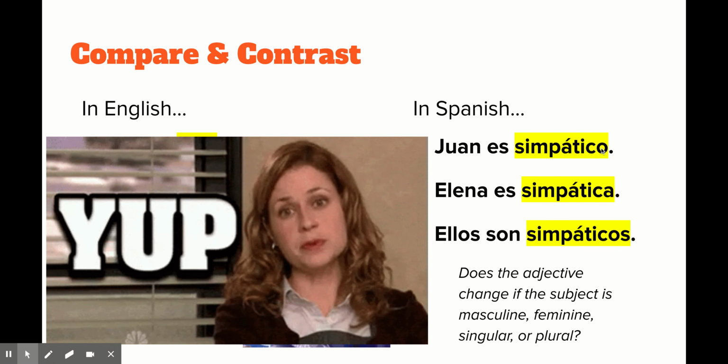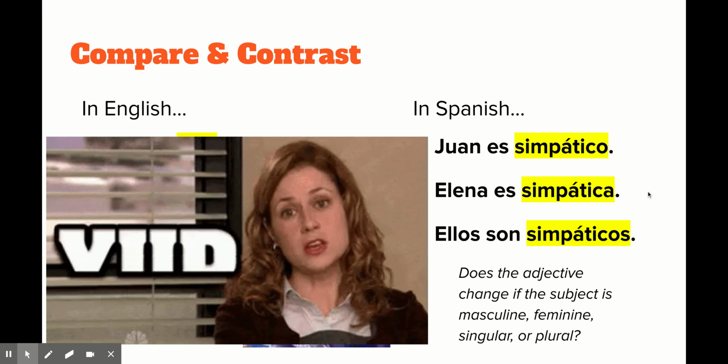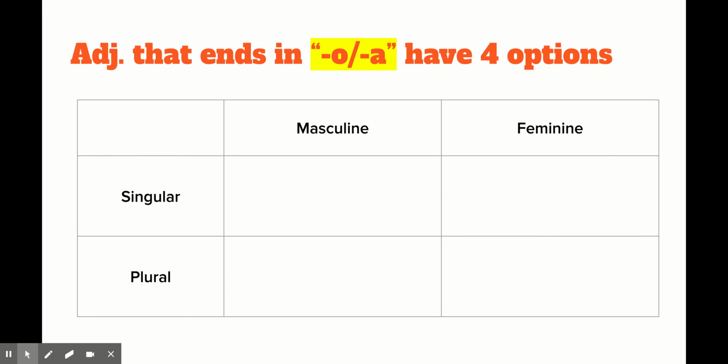Notice it ends with an O. Notice it ends with an A. Notice it ends with an OS. So we're going to take a look-see at how to do just that. There are a few different types of adjective groupings. The first group are our adjectives that end in O or A. And yes, guys, you should be taking notes on this.